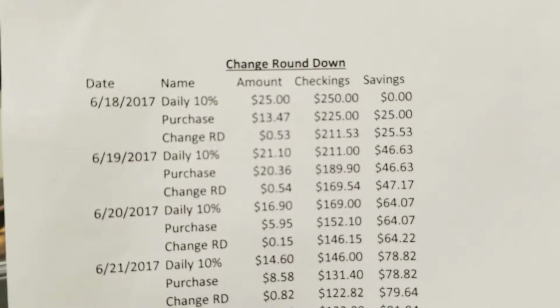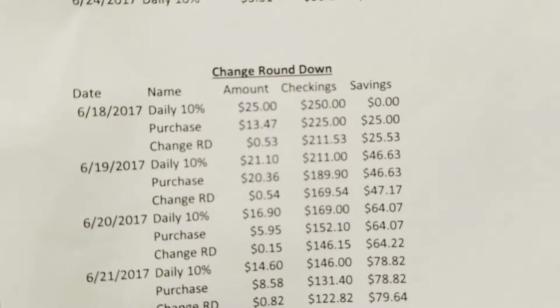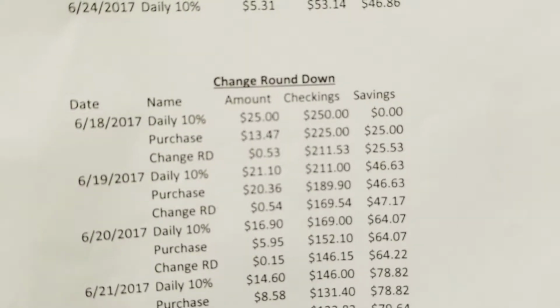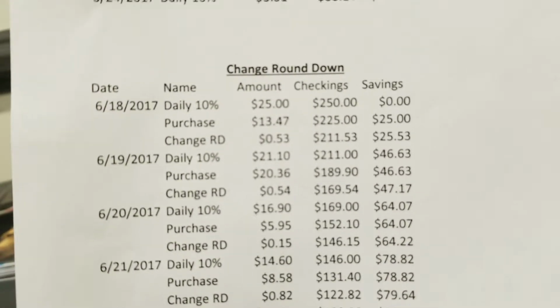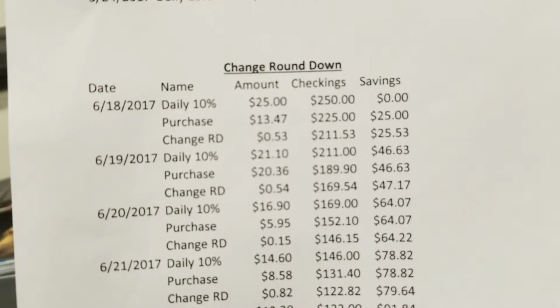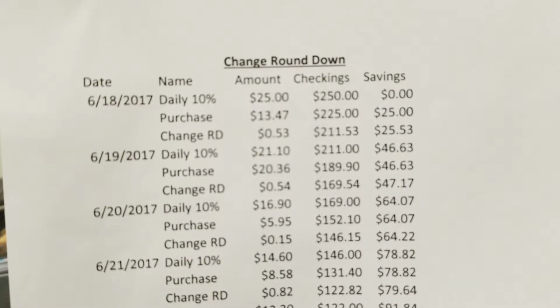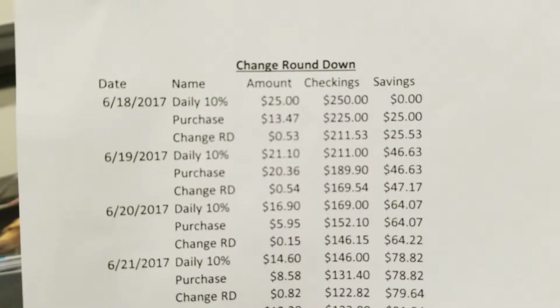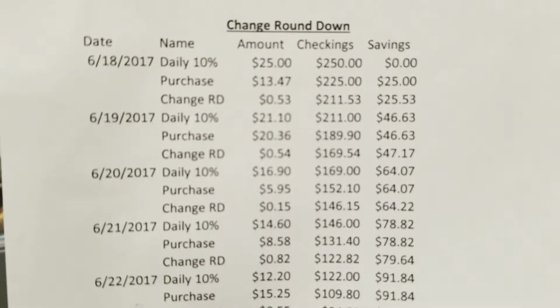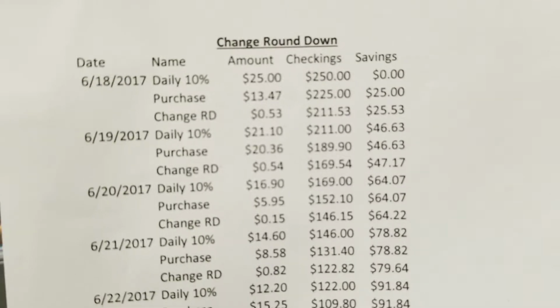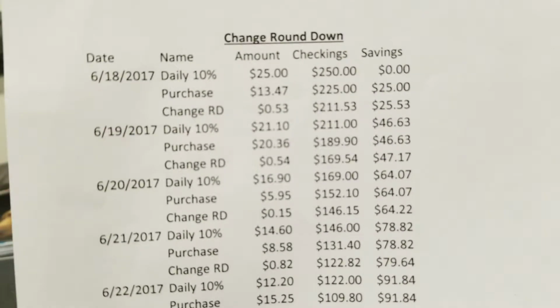So down here is the change round down method, where when you're spending, you're taking the change from the dollar amounts and putting that into your savings. So I also put in the daily 10% so you guys can see what it is in a kind of sort of real life perspective or scenario. So let's say you're starting out with 250.